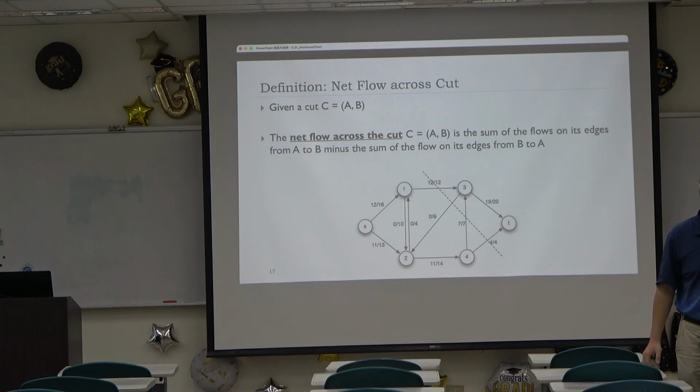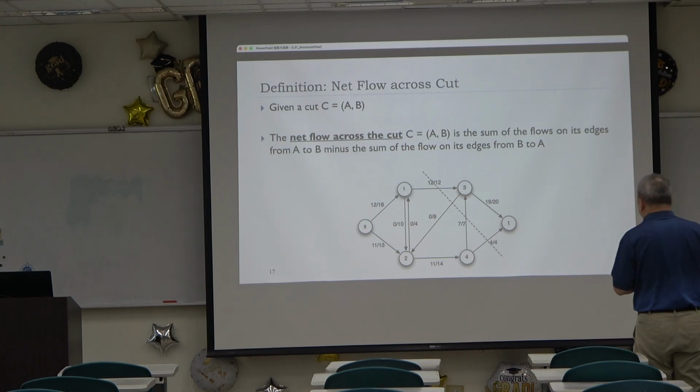But the thing that I just discussed, we randomly cut into 2 sets, and the total flow from set A to set B will be the flow received at node T. This is true even when T is not receiving the maximum flow. So this is what we call a cut, a graph cut.